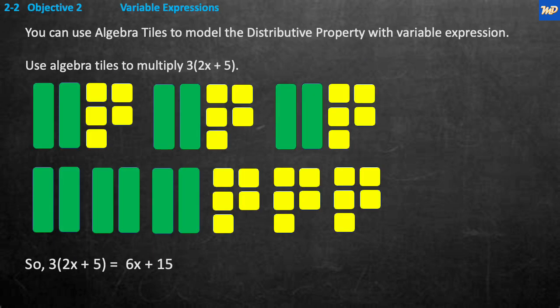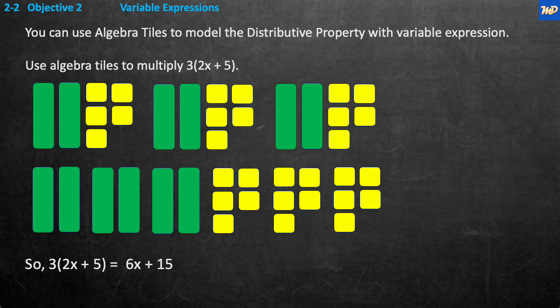Okay, objective 2, variable expressions. So it says here that you can use algebra tiles to model distributive property with variable expressions. It says use algebra tiles to multiply 3 times 2x plus 5. So there's a typical distributive property formula. 3 times the quantity 2x plus 5. And here we have it.